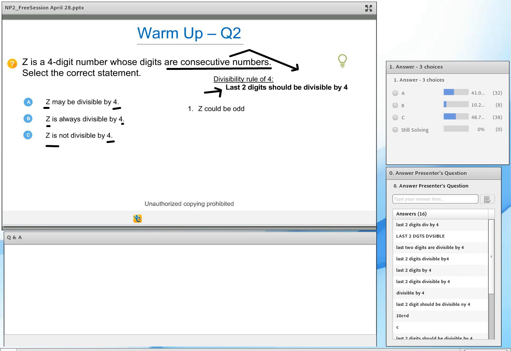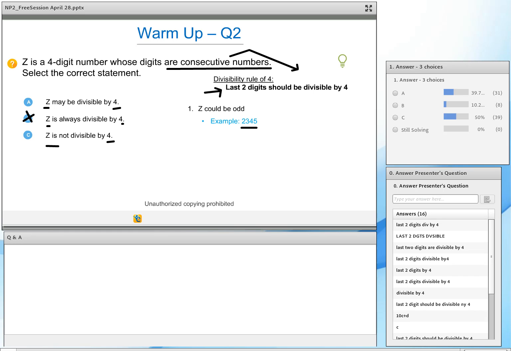Either the number z could be odd or the number z could be even. And in the even case as well, there are other cases that are possible. Now, when I take z could be odd as a case, I basically take up a number like 2, 3, 4, 5, which meets my criteria that the digits for z are consecutive numbers. And in this case, I know directly that z is not divisible by 4. So I know for sure that choice B is not the correct answer.